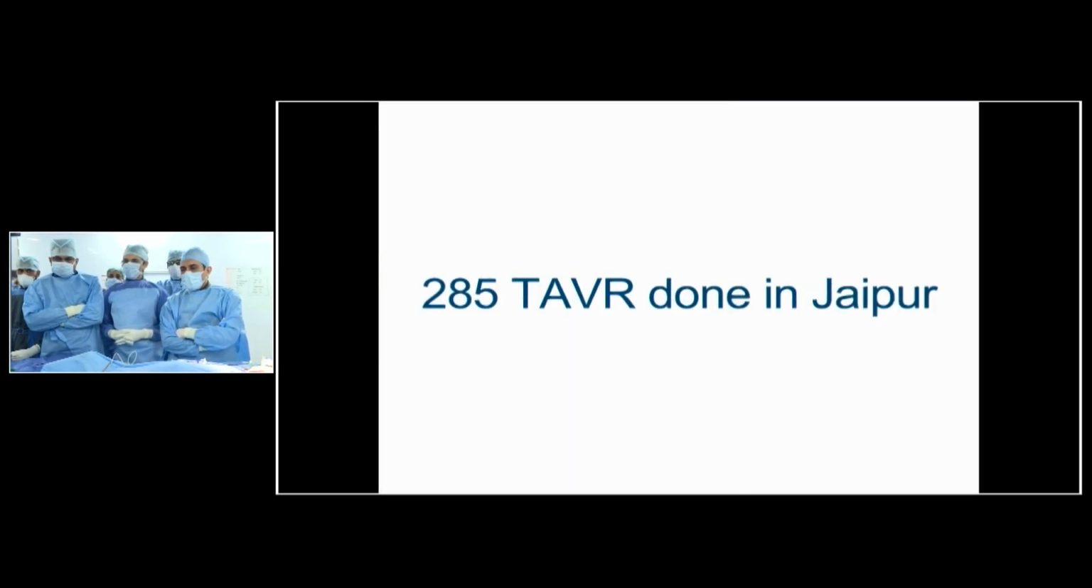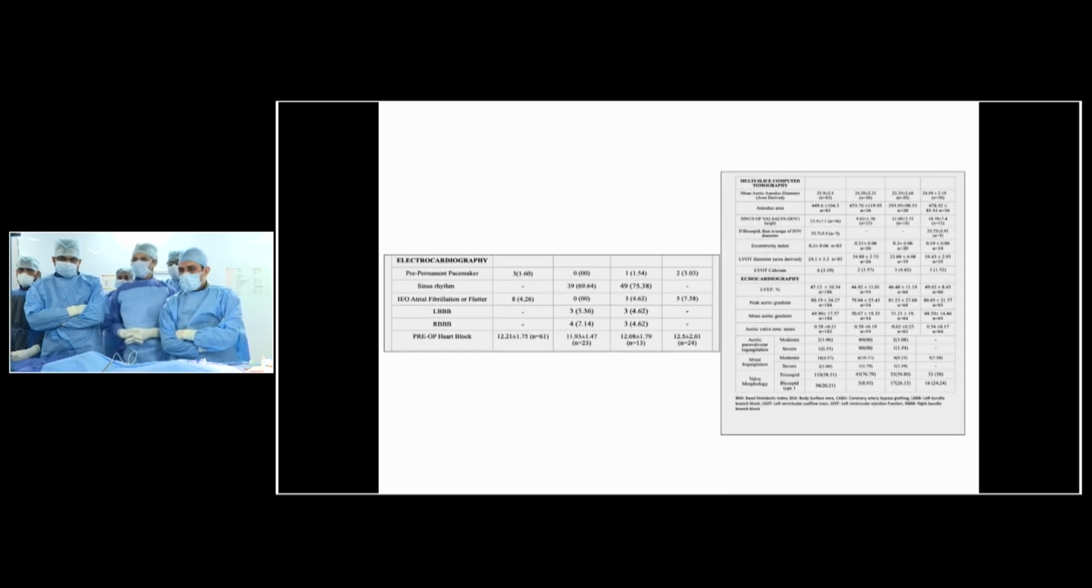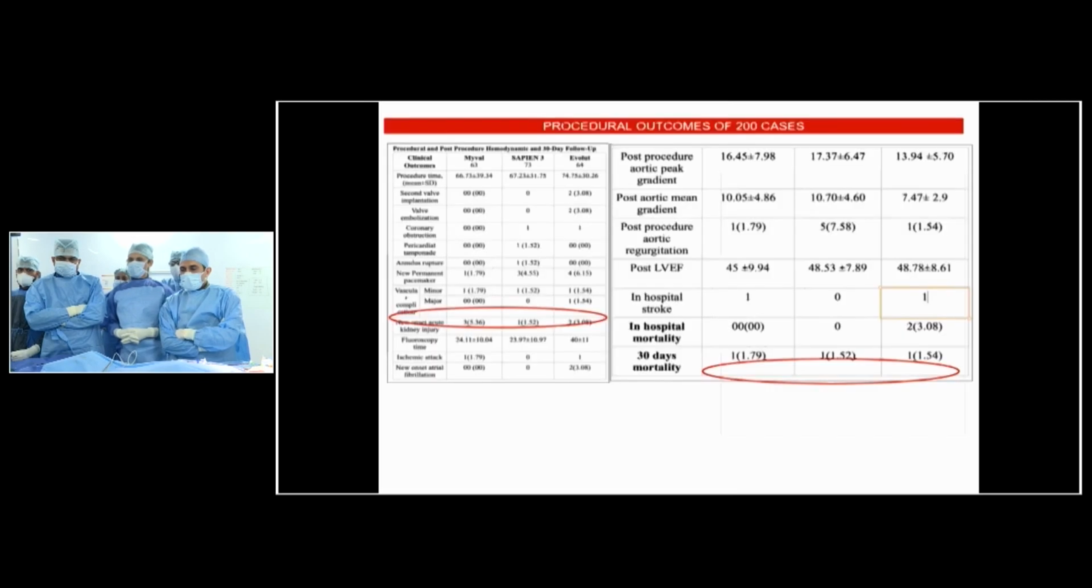Next one. This is our small experience of Jaipur. Next slide. We have analyzed our 200 cases, comparing MyValve, Evolut, and Sapien. Equivalent results in all 3 cases. So the pacemaker rate is equal in all 3 valves. The 30-day mortality is similar in all 3 valves. In-hospital mortality is also similar in all 3 valves.